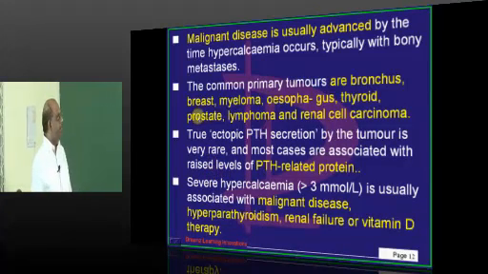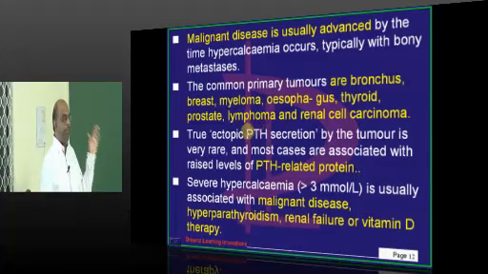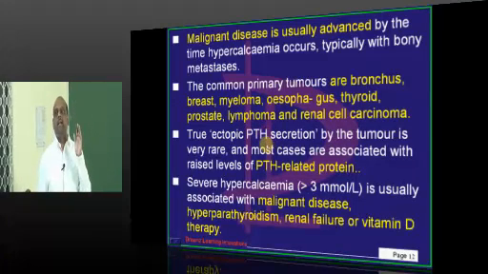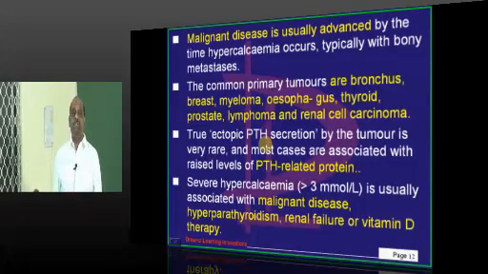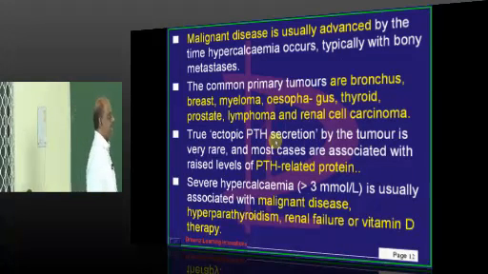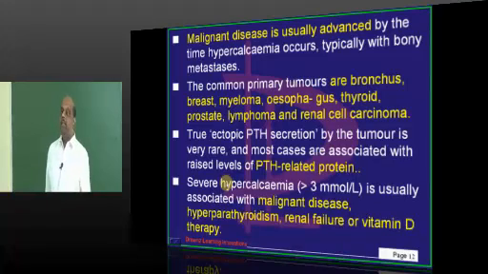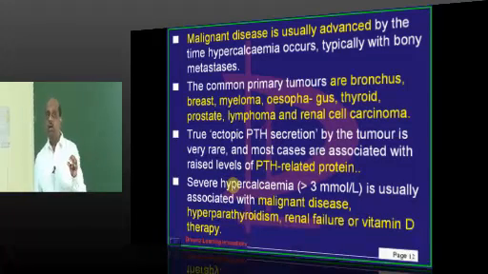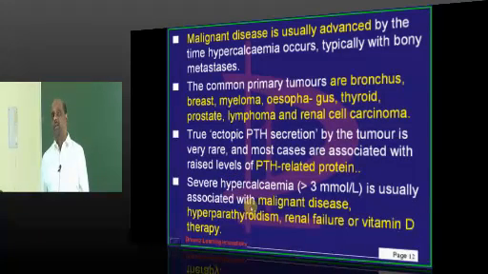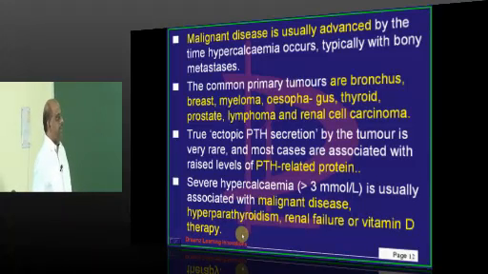Bronchogenic carcinoma, breast cancer, myeloma, esophageal, thyroid, prostate, lymphoma, renal cell carcinoma with its osteolytic nature. They are all the ones which can lead to development of hypercalcemia. And most of the times, it is the parathyroid hormone like peptide production which is the underlying cause.